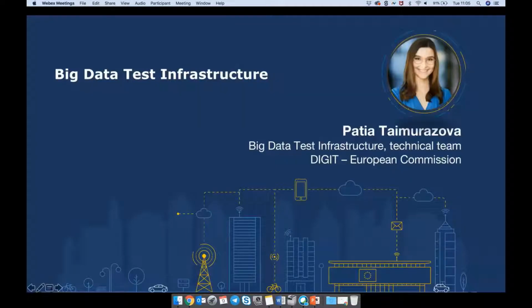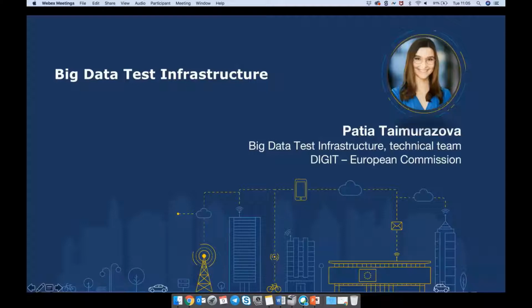Presentation. So in order to launch us into the big data test infrastructure building block, we have Patia Taimuzarova. She's grimacing or smiling, I can't tell, who is going to take us into the BDTI building block and look at a success story from that building block. So, Patia, please. Thank you, Tom, and hello, everyone.